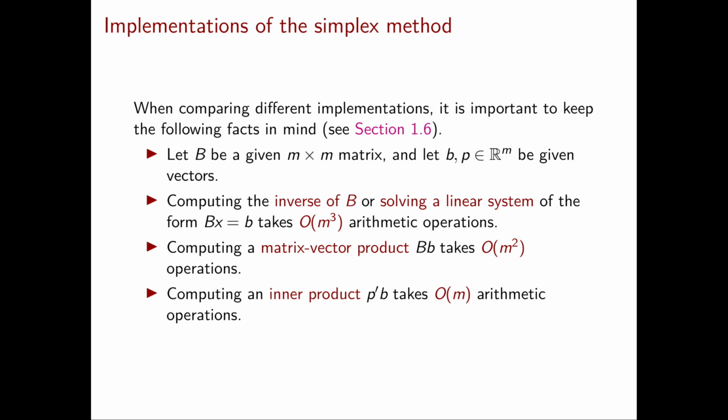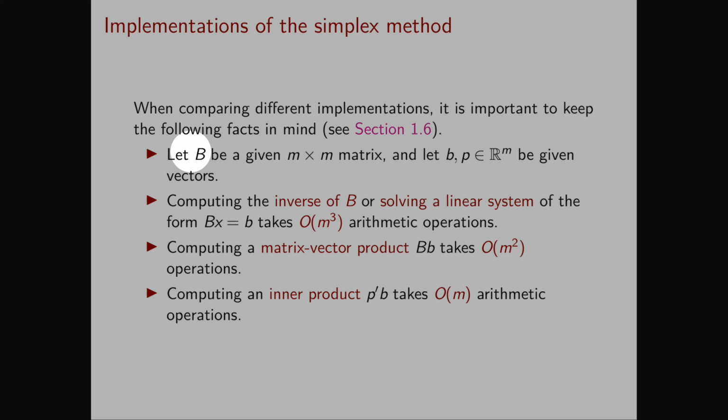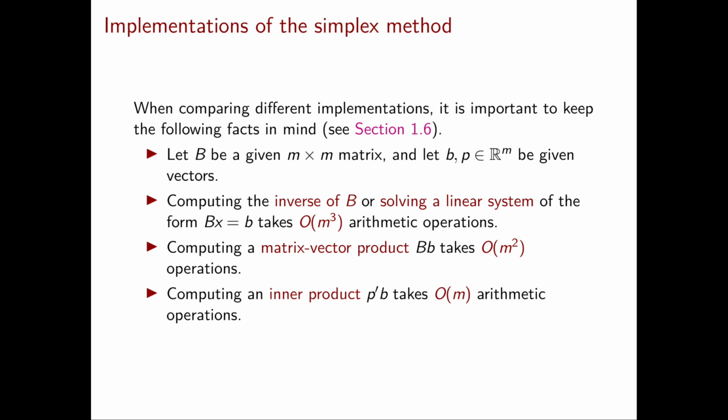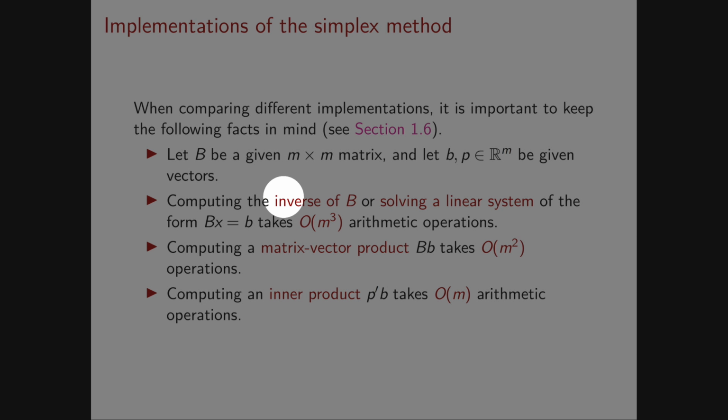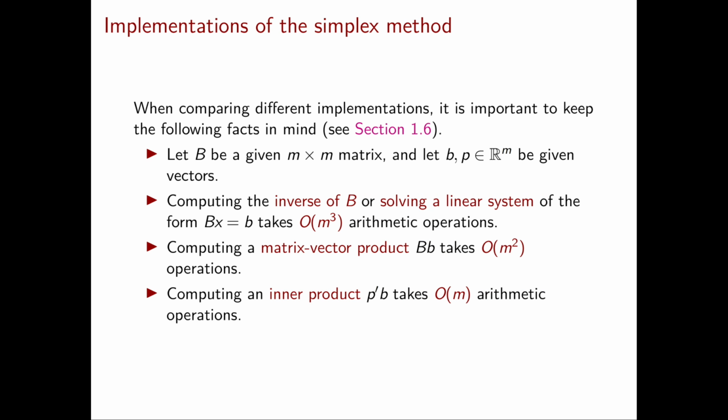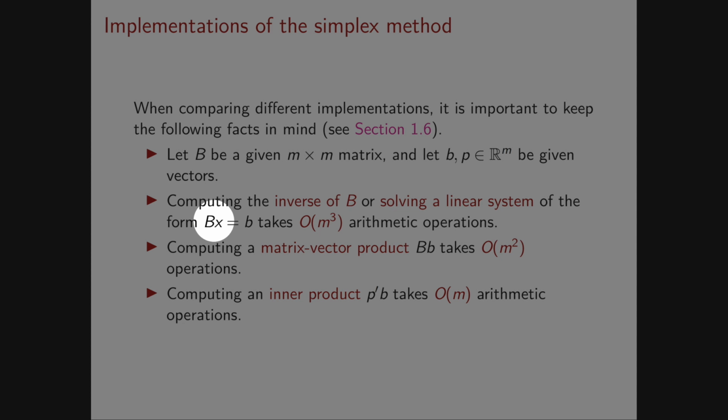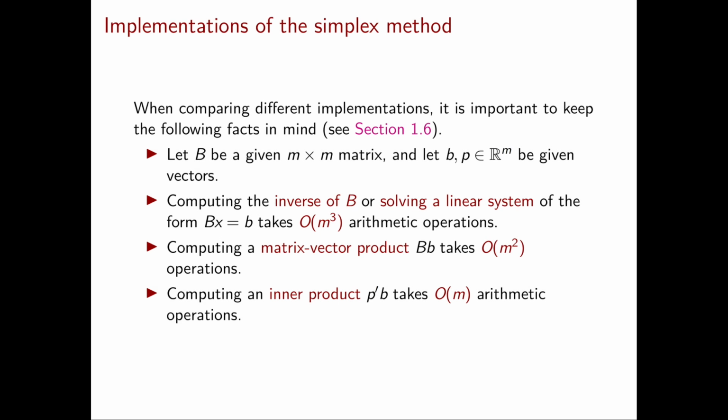Before starting with the analysis of the naive implementation of the simplex method, let me remind you a few important facts that we need to keep always in mind in order to be able to quickly compute the number of arithmetic operations required by each implementation. Let's say that capital B is a given m by m matrix, and let's say that b and p are given vectors in R^m. Then, whenever we need to compute the inverse of B, or if we need to solve a linear system of the form capital Bx equal to b, this takes big O of m cubed arithmetic operations, as we have seen in section 1.6.